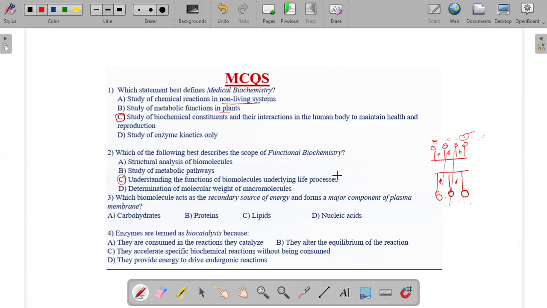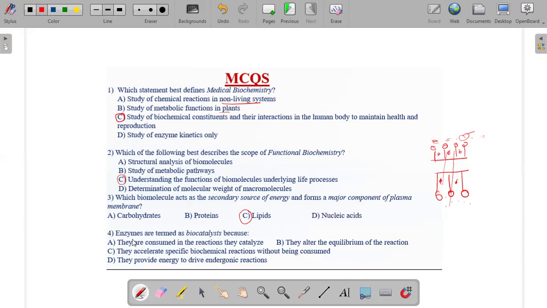But the largest component is the phospholipid, isn't it? Which is a lipid, right? Okay. So understand how this phospholipid is formed and what it looks like, and its functions apart from being a component of the plasma membrane. Okay.